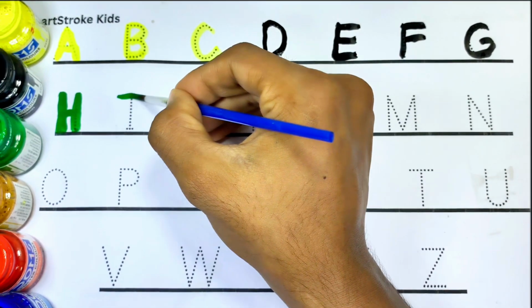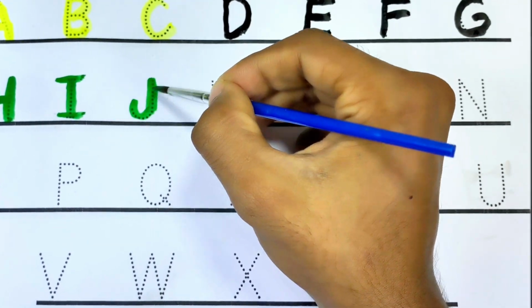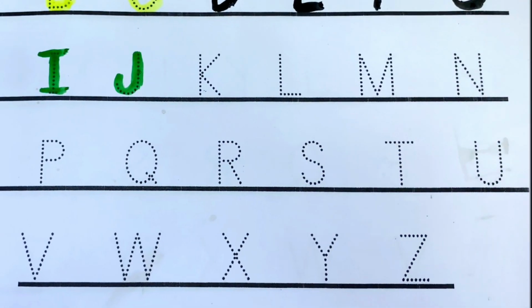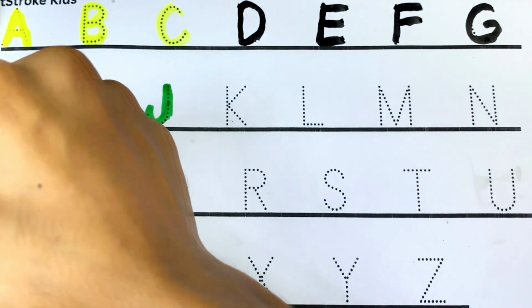Kids, now you draw H, the alphabets of H, and use green color. H for helicopter, I for ice cream, J for joker.